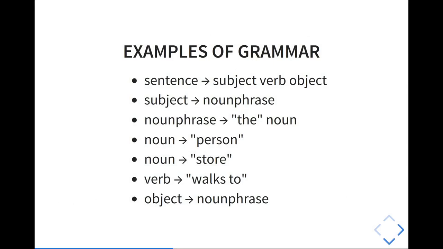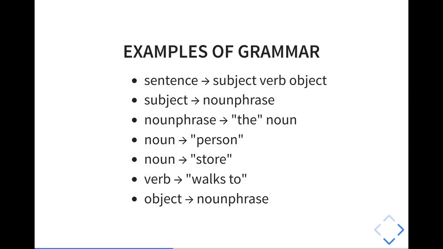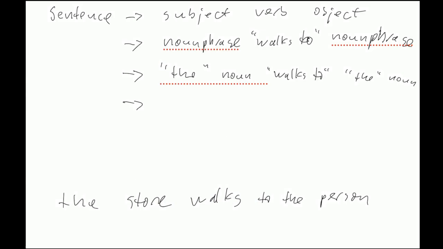We've already expanded walks to. And here we've got another noun phrase, which according to our rules expands to the followed by a noun. And now there's only two more non-terminals left. There's only two options for noun here, person or store. So if we wanted to match the store walks to the person, we would use the store expansion for our noun. Walks to is already a terminal. And then person is the only other option we have for noun.